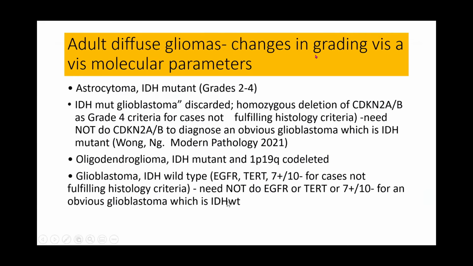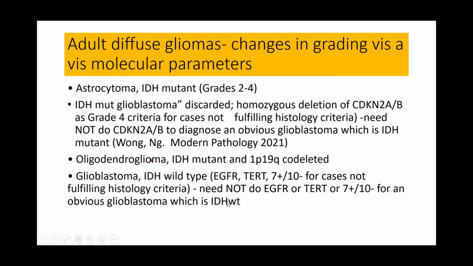So the changes in grading specific molecular parameters are astrocytoma IDH mutant grades 2 to 4. IDH mutant glioblastoma is a term which has been completely discarded and it has been replaced by astrocytoma WHO grade 4. It is defined by the deletion of CDKN2A/2B with the histology criteria. You need not do a CDKN2A/2B by FISH for an obvious glioblastoma in which IDH is mutant. So even if you're not able to do molecular, if it has microvascular proliferation and necrosis, it becomes a grade 4 astrocytoma.